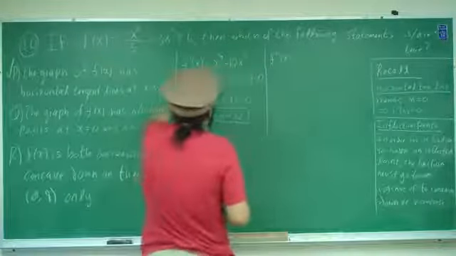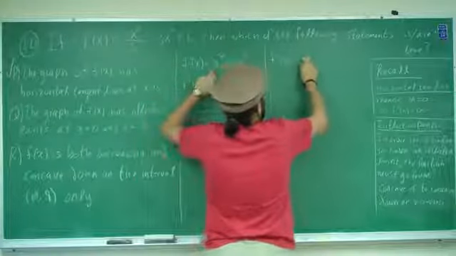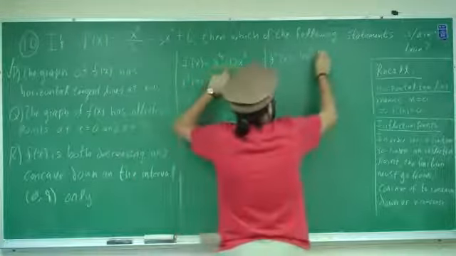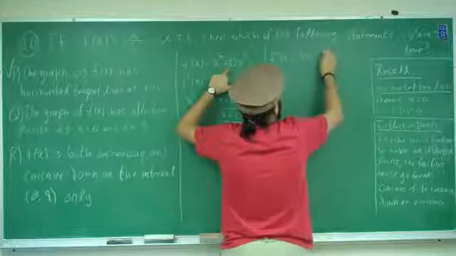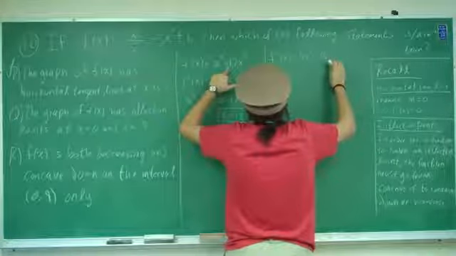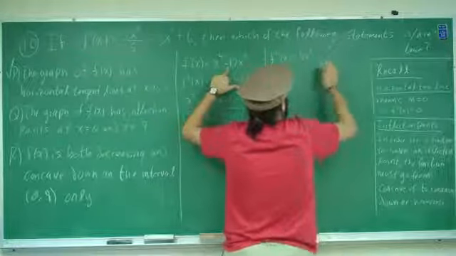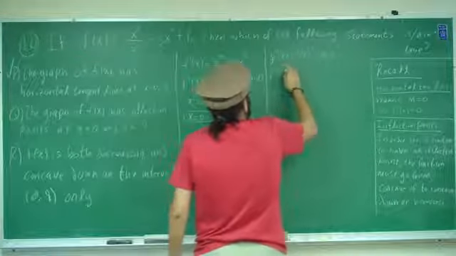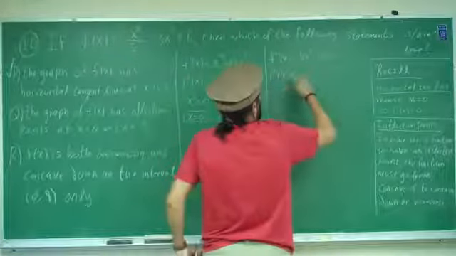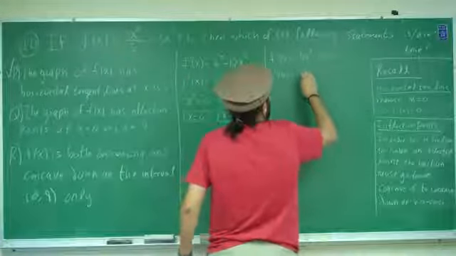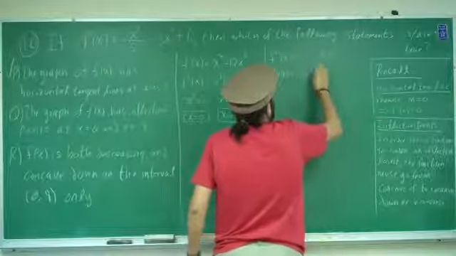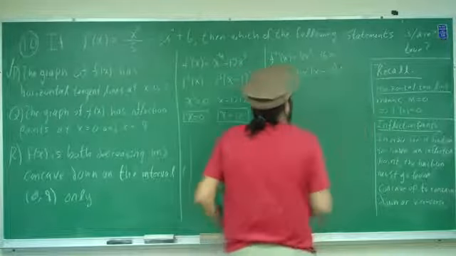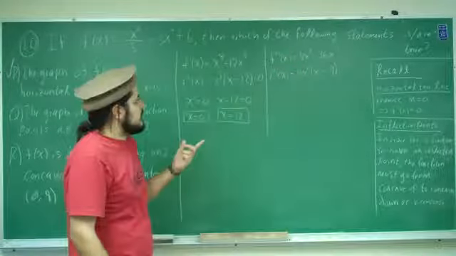So f double prime is going to be 4x cubed minus 36x squared. Alright, so let's do some simplification here. We can factor this out. Factor out a 4x squared. We're left with x minus 9. Okay, so we have factored that out. Now we equate this to 0.